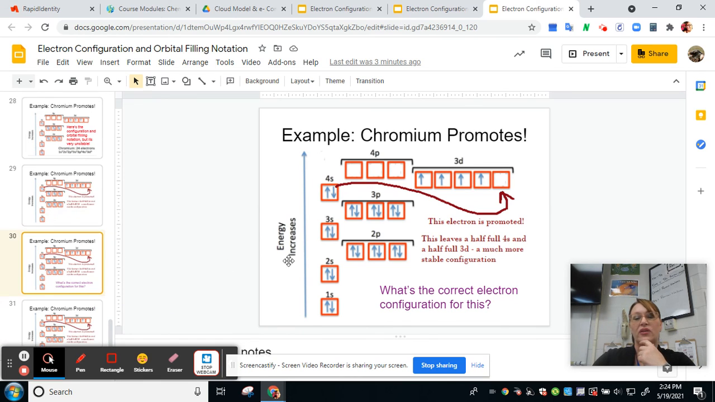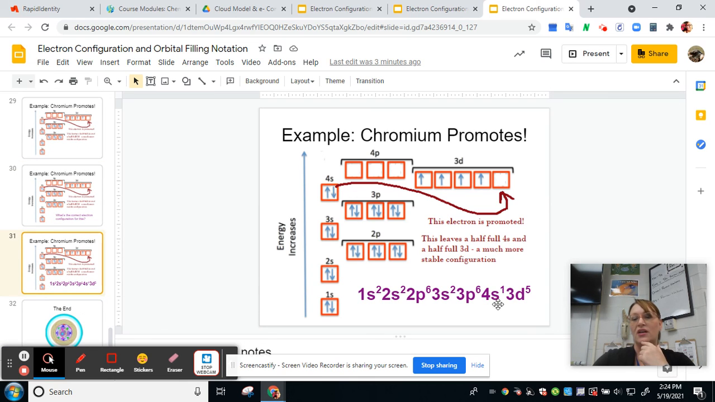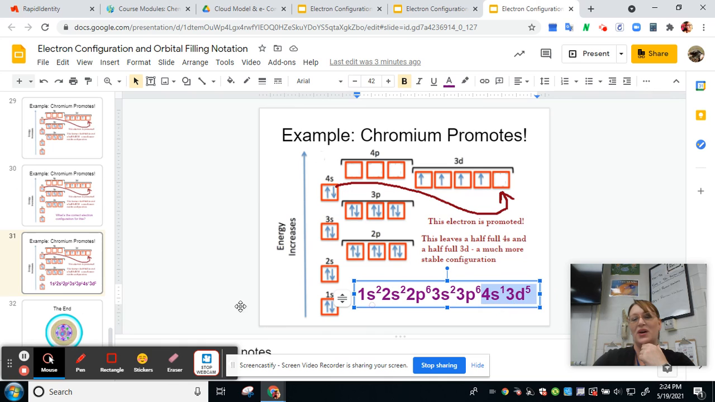Okay, and I'll let you guys figure out the electron configuration for that. Oops, nope, I told it to you. There it is. So it would end with 4s1, 3d5. Copper does the same thing, but it's going to end with 3d10.